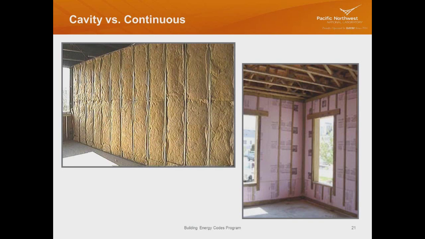And here is a screenshot of the differences we just talked about, cavity versus continuous insulation. So this would be between the structural members, and foam board that's outside of the structural members. So this has interior rigid foam board on the inside of those interior walls there.